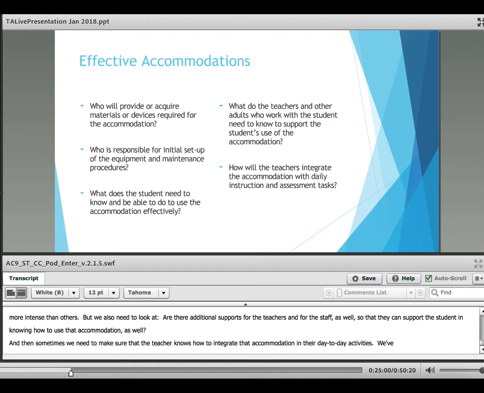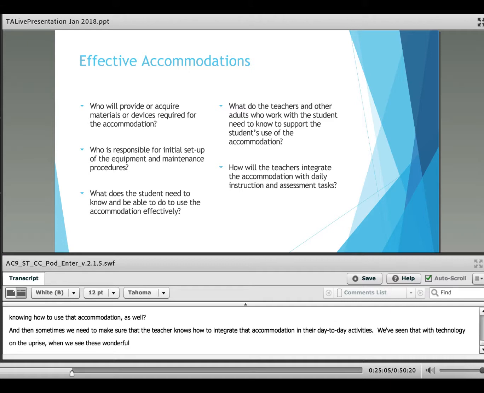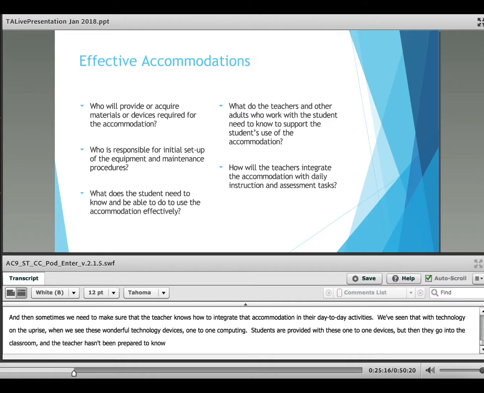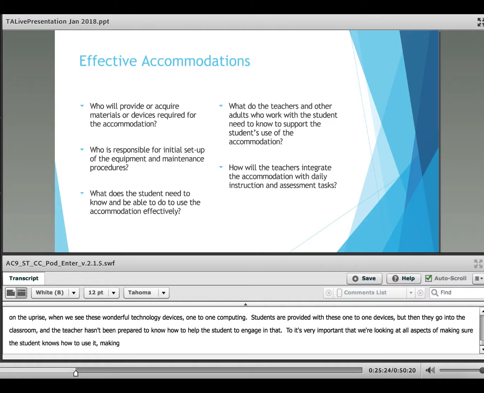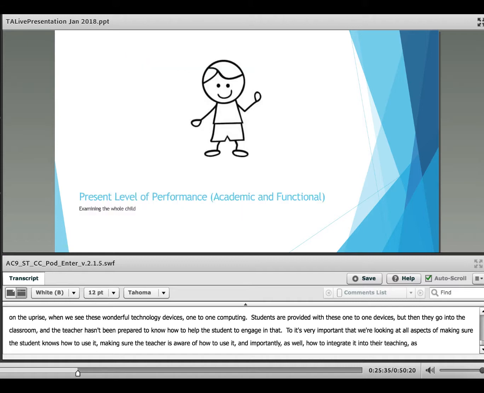And then sometimes we need to make sure that the teacher knows how to integrate that accommodation in their day-to-day activities. We've seen that with technology on the uprise, and we see these wonderful technology devices, one-to-one computing. Students are provided with these one-to-one devices, but then they go into the classroom and the teacher hasn't been prepared to know how to help the student to engage in that. So it's very important that we're looking at all aspects of making sure the student knows how to use it, making sure the teacher is aware of how to use it, and importantly as well, how to integrate it into their teaching as well and using it.